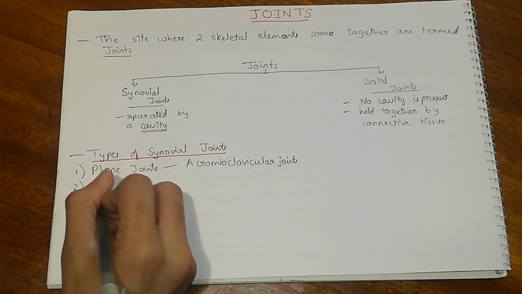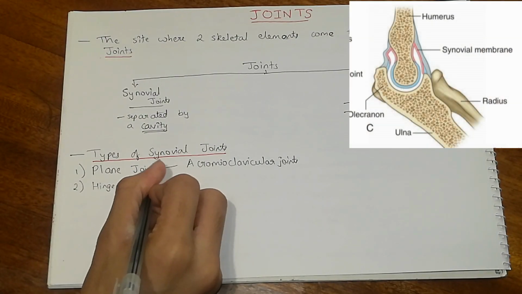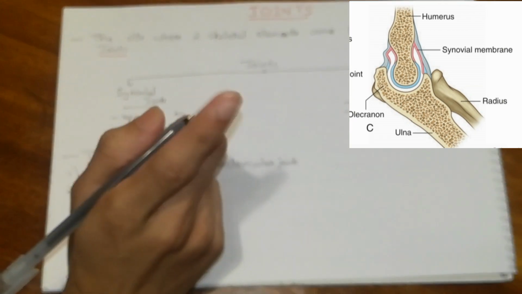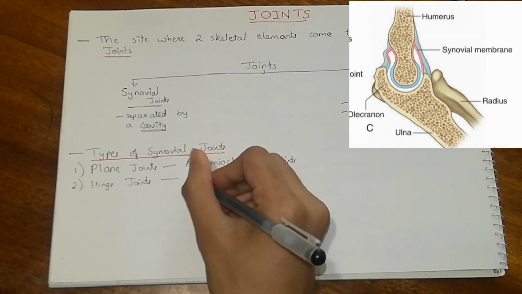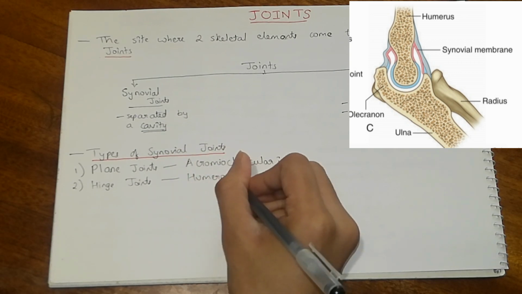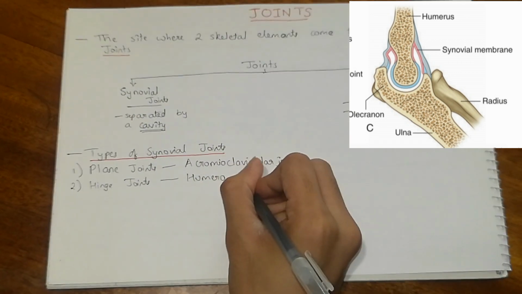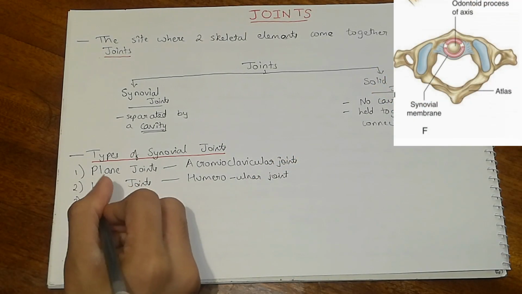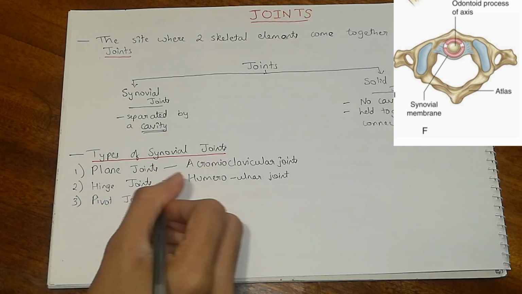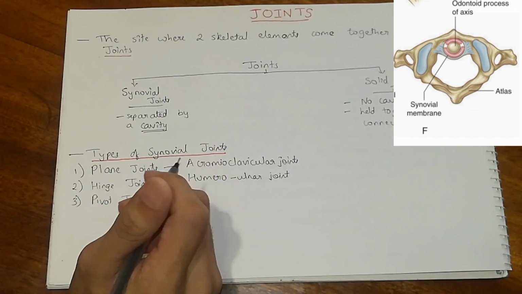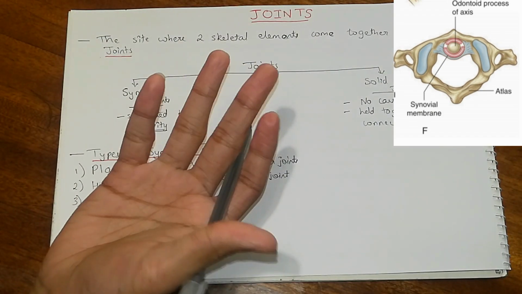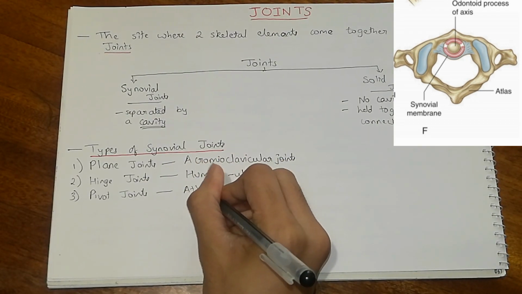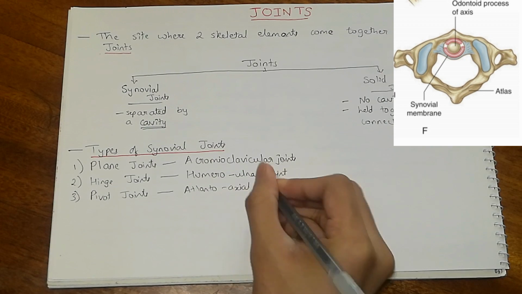The second is a hinge joint. In a hinge joint, the motion is allowed only in one plane, and an example of a hinge joint is the humero-ulnar joint, the joint between the humerus and ulna. Third one is pivot joint. A pivot joint allows only rotation, that is pronation and supination. An example of a pivot joint is the atlantoaxial joint.